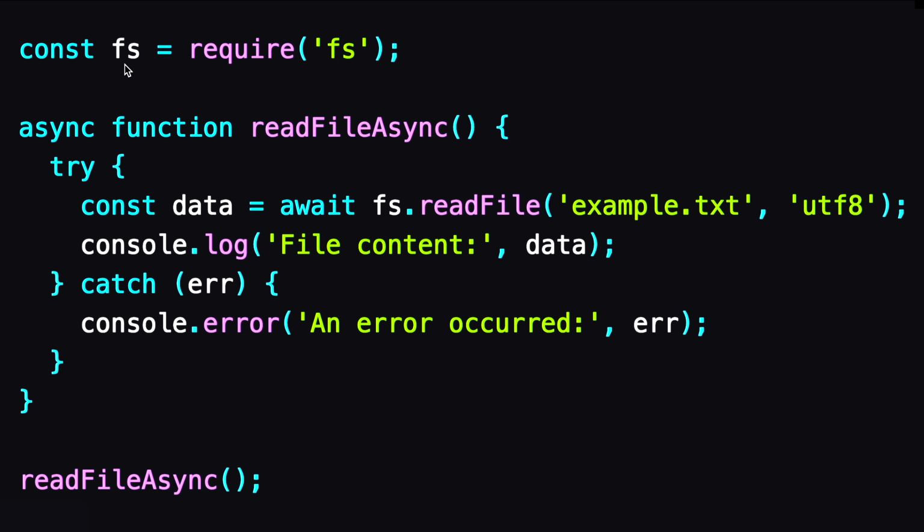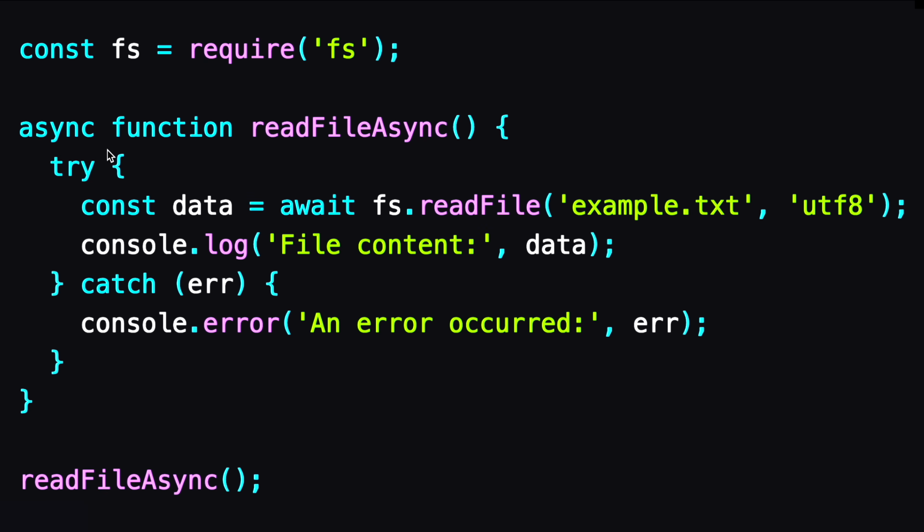The fs module provides both synchronous and asynchronous methods. So in this case, we're going to create an async function. Async and await simplify working with promises, making asynchronous code easier to write and understand.